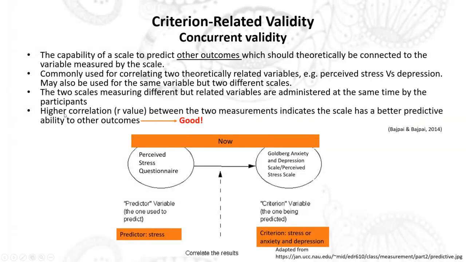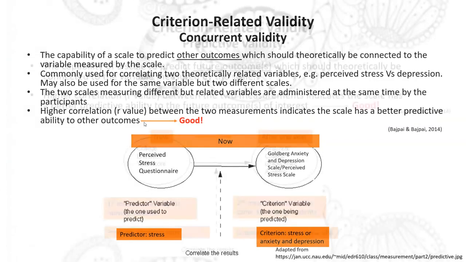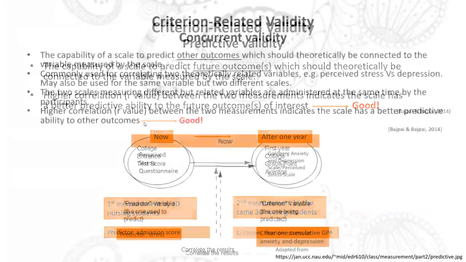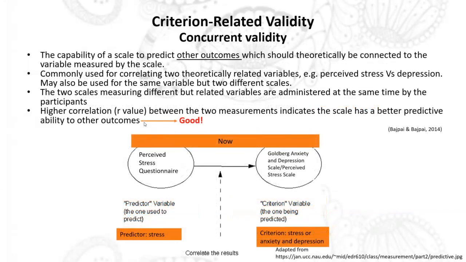So the last point here: a higher correlation between the two measurements indicates the scale has a better predictive ability for other outcomes at present. So the difference between predictive and concurrent validity, both criterion-related validity, is this: predictive validity is predicting something in the future, not at the same time. And concurrent validity is to predict other associated symptoms related to stress at present. It is the only difference between the two.